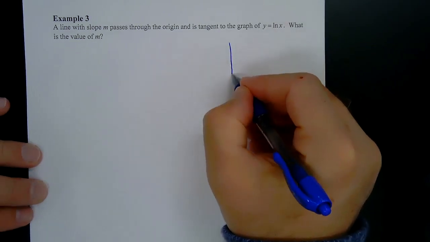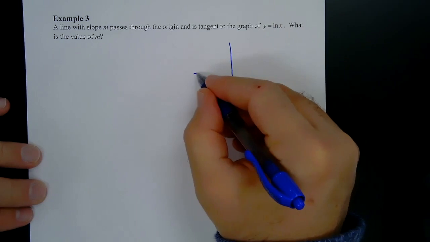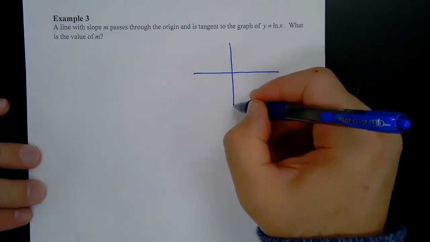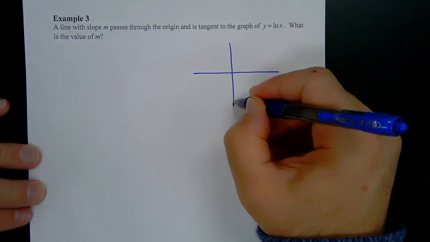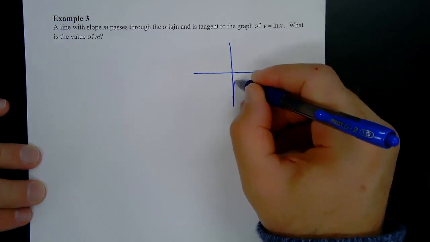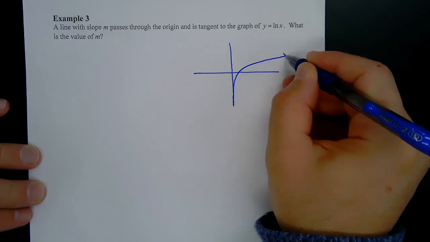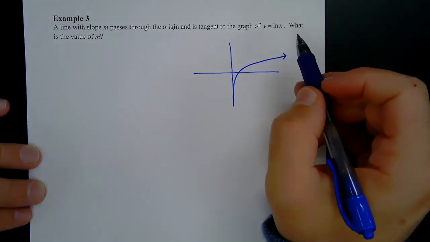So we have to know, what does the graph of the natural logarithm function look like? Okay, so I'm going to graph that first. Okay, so y equals ln of x. So it comes up along the negative y-axis. It's a vertical asymptote right there. Comes and turns and goes like this. Okay. Now, what do we know about this?